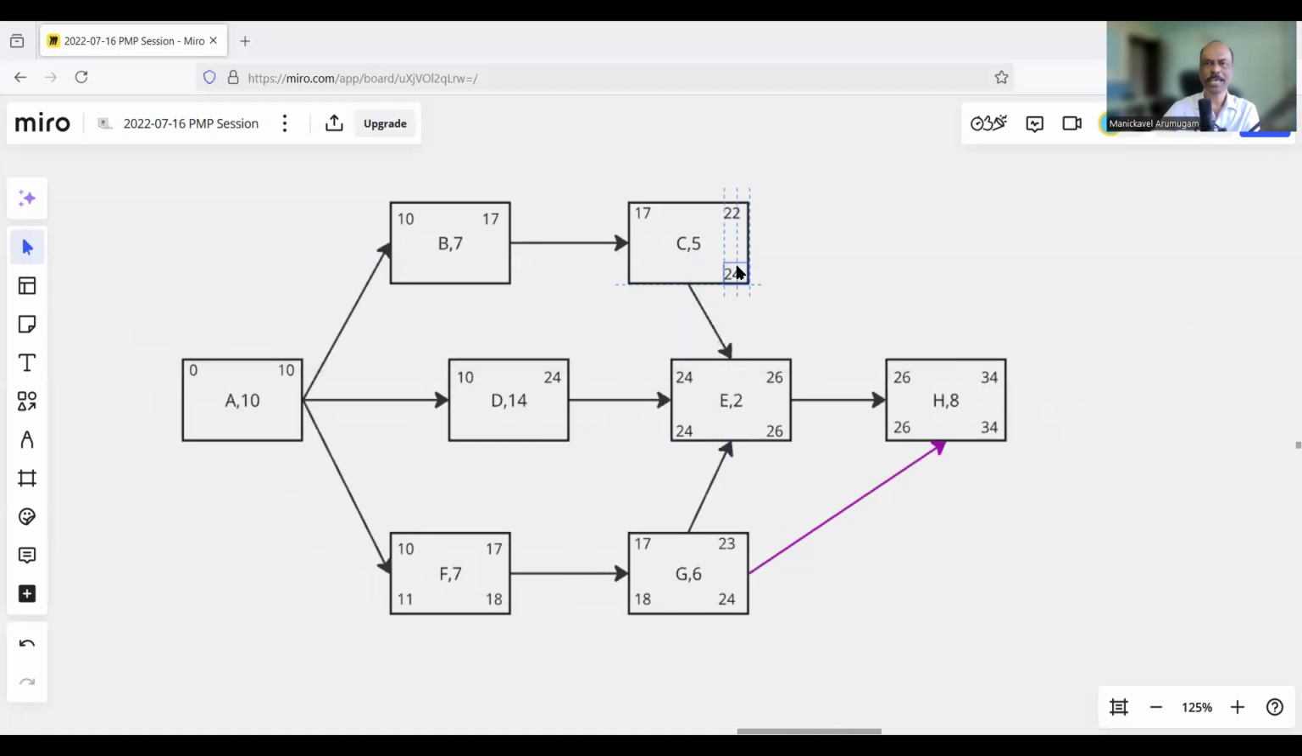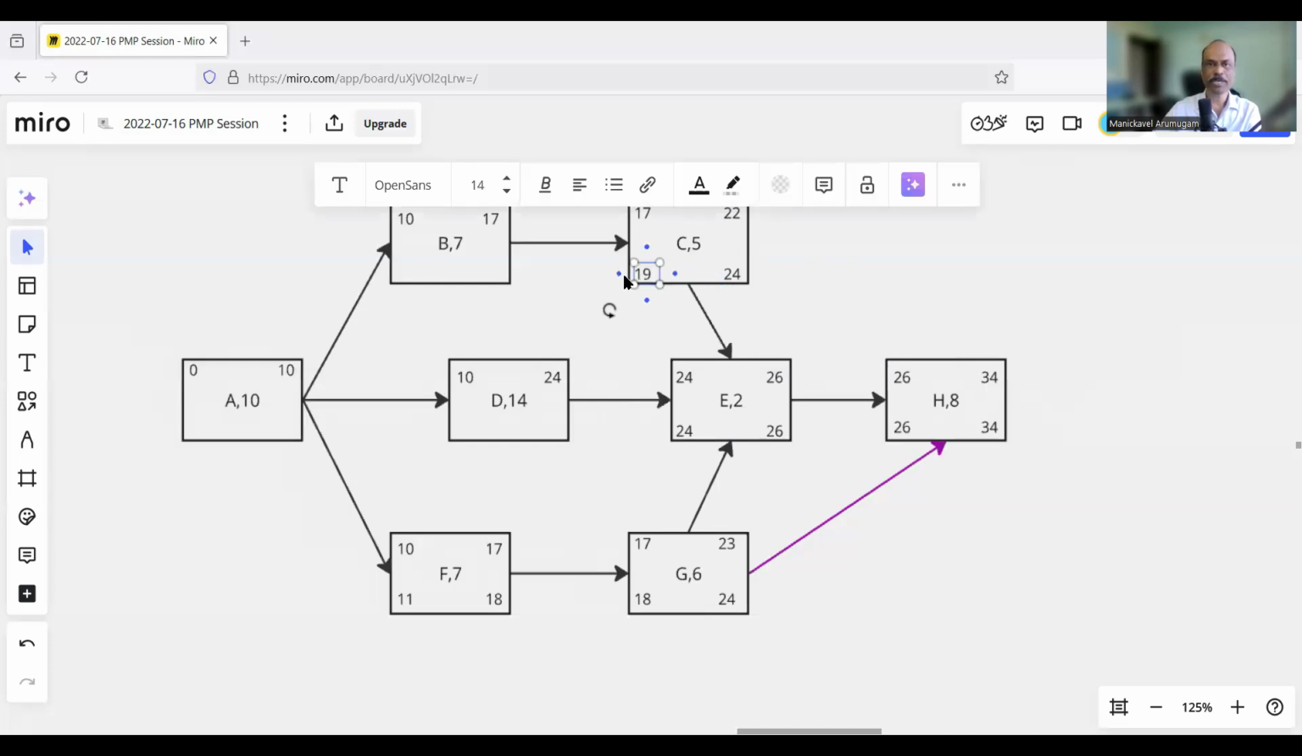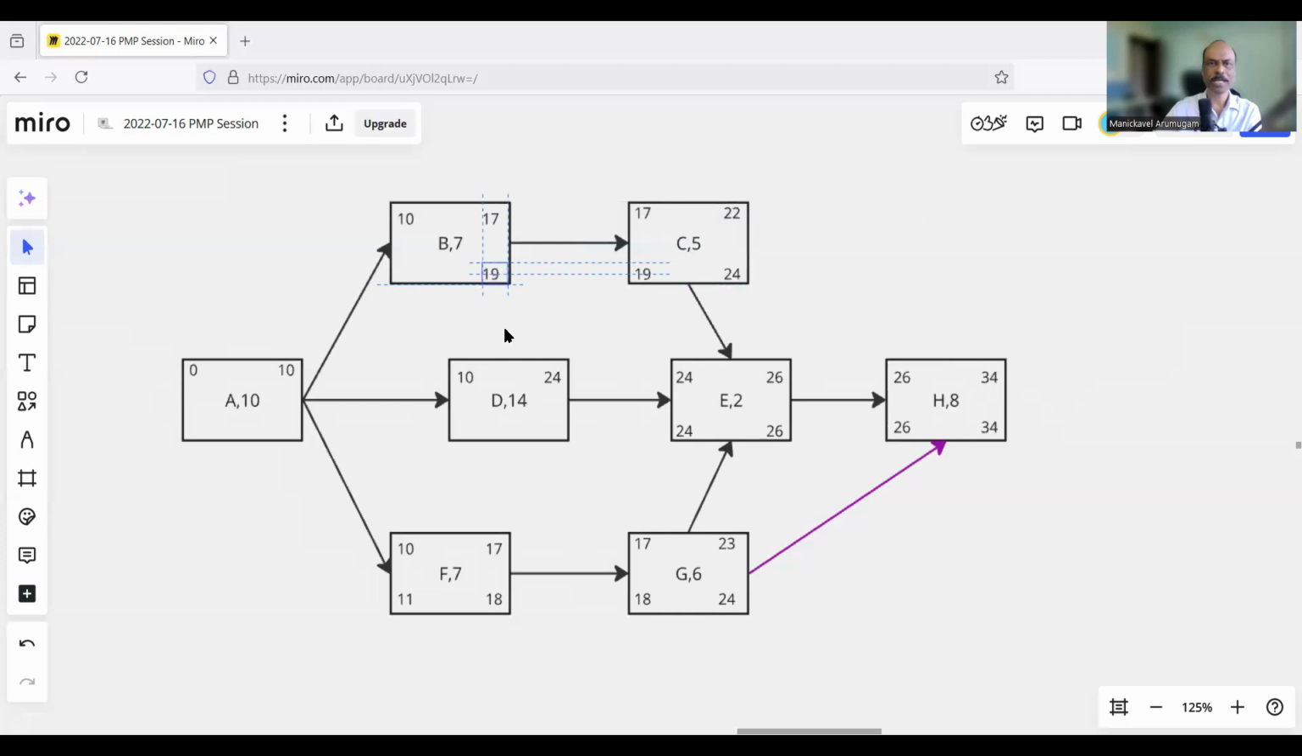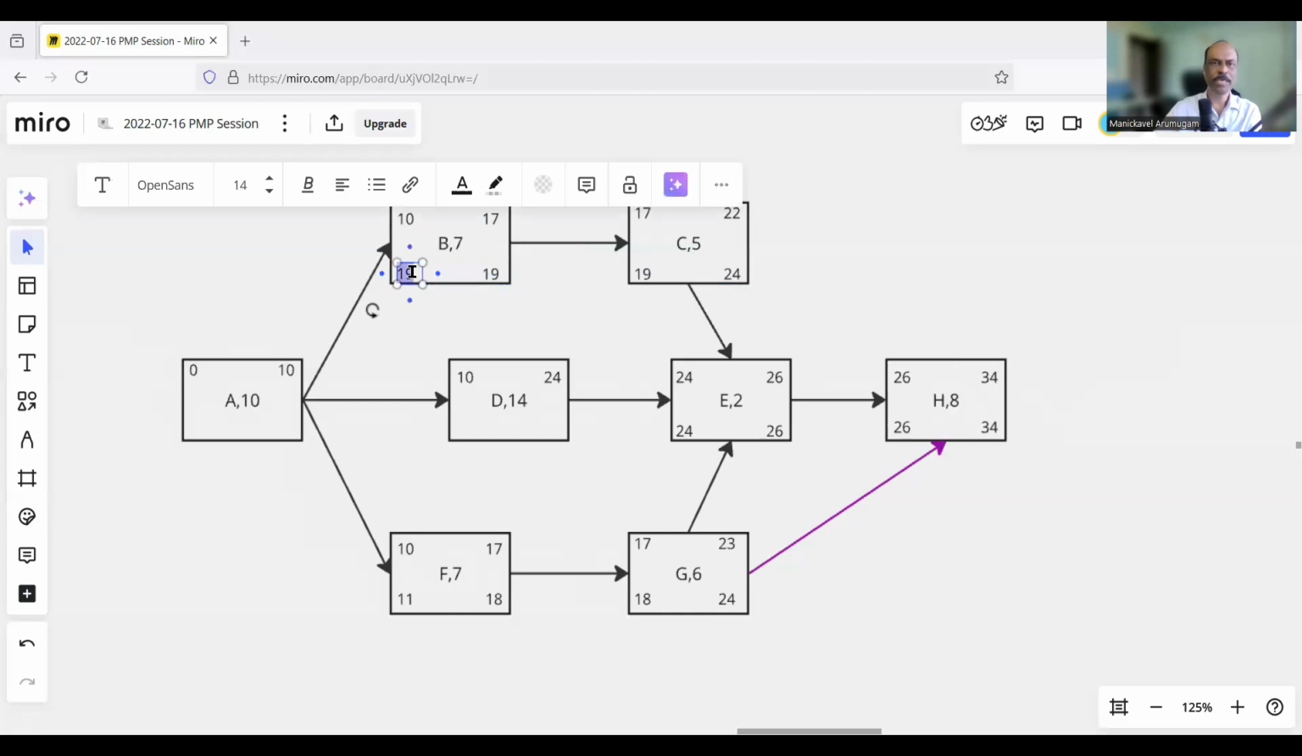You cannot delay beyond that, because if you delay beyond that, of course, E will be affected. So you must finish by day 24. 24 minus 5, you will get 19 here. Since this is starting on 19, B must finish by 19. So the latest finish for B is 19. 19 minus 7, this should be 12. So the latest B must start is day 12.